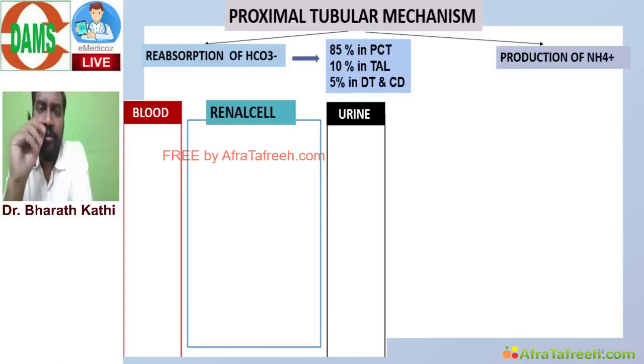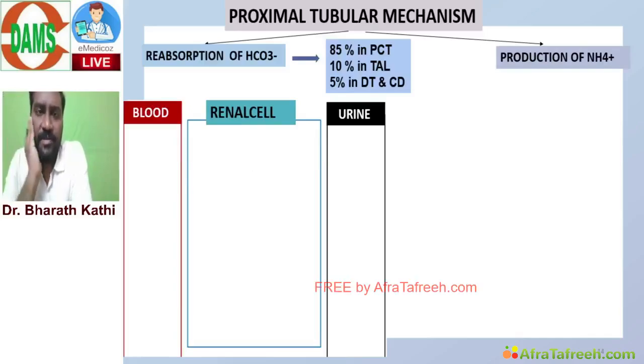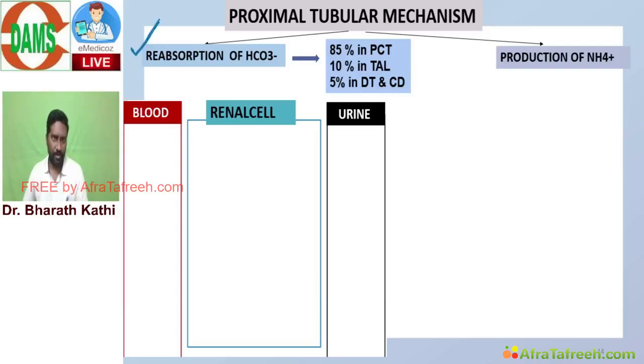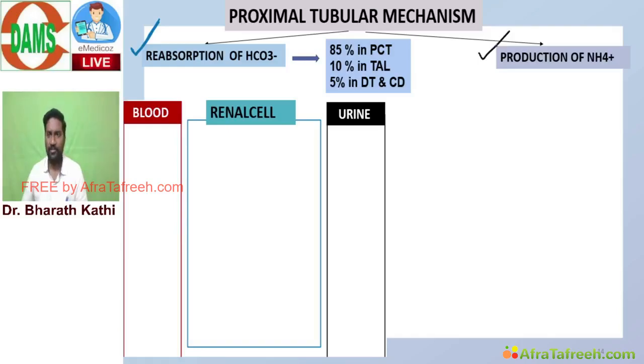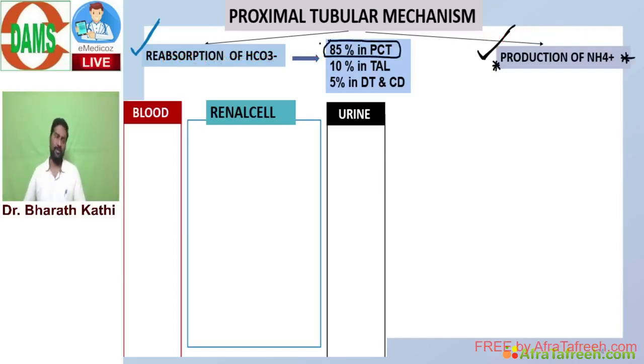Coming to the systems where your kidney plays a major role, the proximal tubular system. Within the proximal tubular system, there are 2 mechanisms in the kidney roles: reabsorption of bicarbonate. Proximal tubule is responsible for reabsorption of bicarbonate and production of NH4+. Now why this production of NH4+ happens, I will discuss in the next slide. Reabsorption of bicarbonate, very important. 85% of reabsorption happens in the proximal convoluted tubule. That's why PCT is a very important part of the kidney.